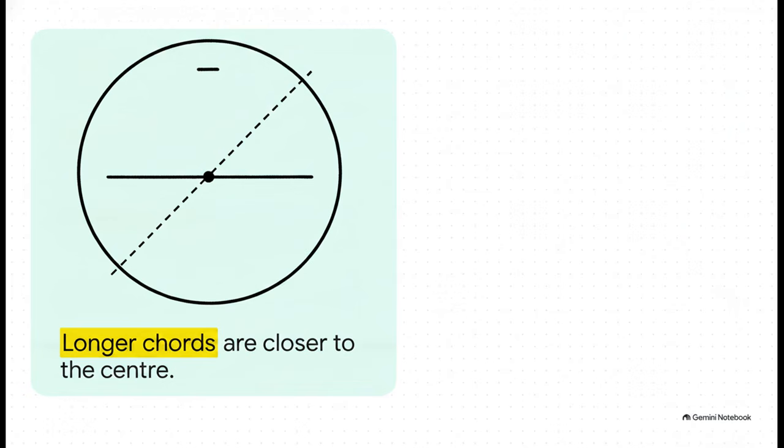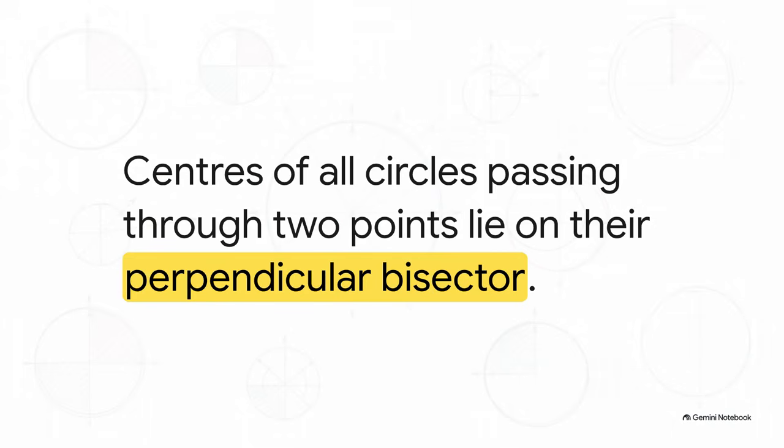The clear rule here is simple. Given 2 unequal chords, the longer chord is always closer to the center. Now, what if we have just 2 points? Let's call them A and B.